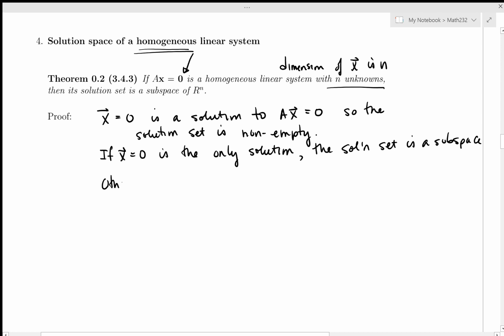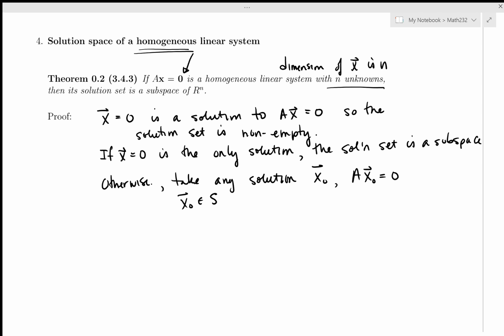Otherwise, we'll proceed. We'll take any solution, some other solution to this thing. We'll call it x naught. So it's a solution, which means that A x naught is equal to 0. And that means that x naught is in our solution set, when we collected up all the solutions to this equation into a set S. Now we're going to take any scalar.